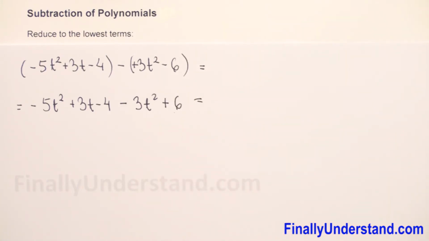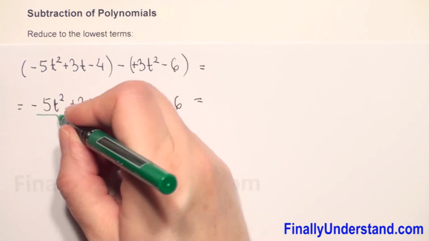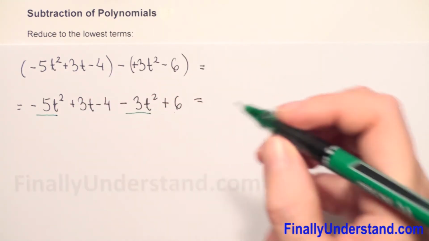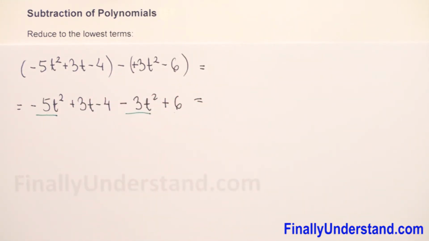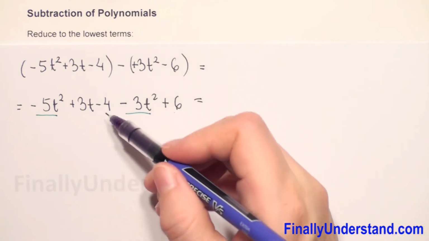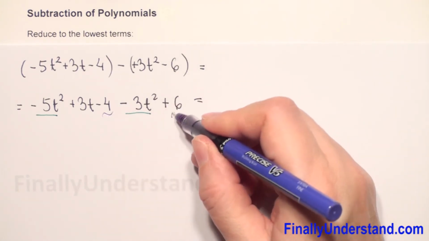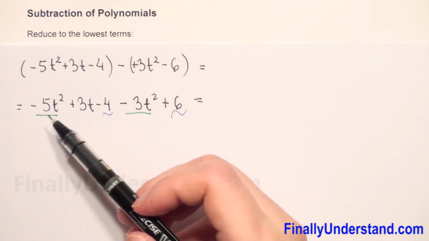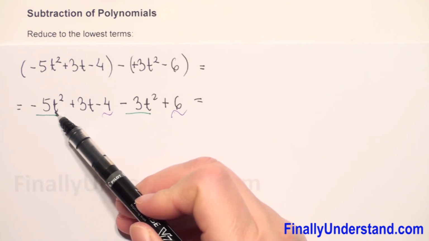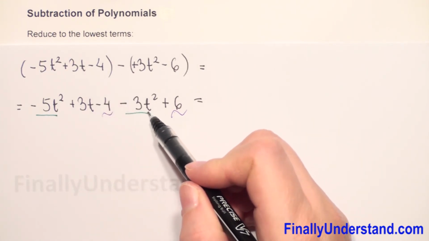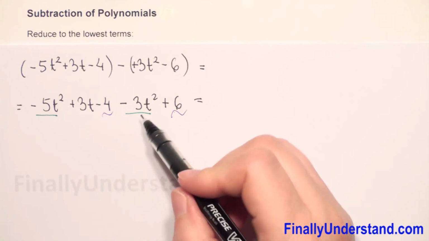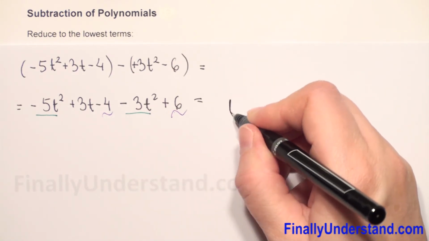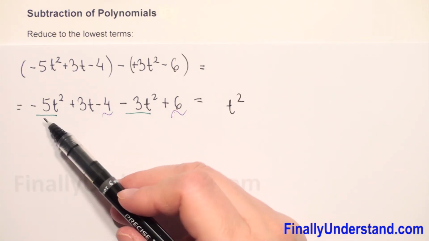Now we have to combine the like terms. We have negative 5t squared, negative 3t squared, and we have 3t only, and negative 4 and positive 6. So we have to combine the like terms. Negative 5t squared and negative 3t squared. We have to rewrite the variable t squared, and we have to just add the coefficients.